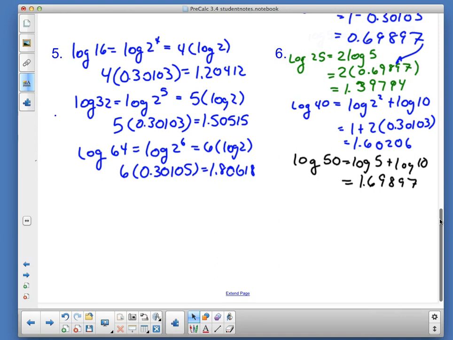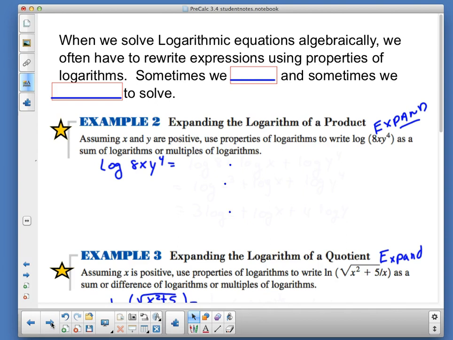Now, part of what we just unraveled a little bit is expansion and contraction. Okay, because you can look at a logarithm, and based on the information provided, you can expand it out using the properties, and you can condense it down using properties, and that's what we're going to be doing in problems 2, 3, and 4, those examples, just to practice that. Are you guys okay? Just want to make sure everybody's got it. So when we solve logarithm equations algebraically, we often have to rewrite expressions using properties of logarithms. Sometimes we expand, sometimes we condense to solve.